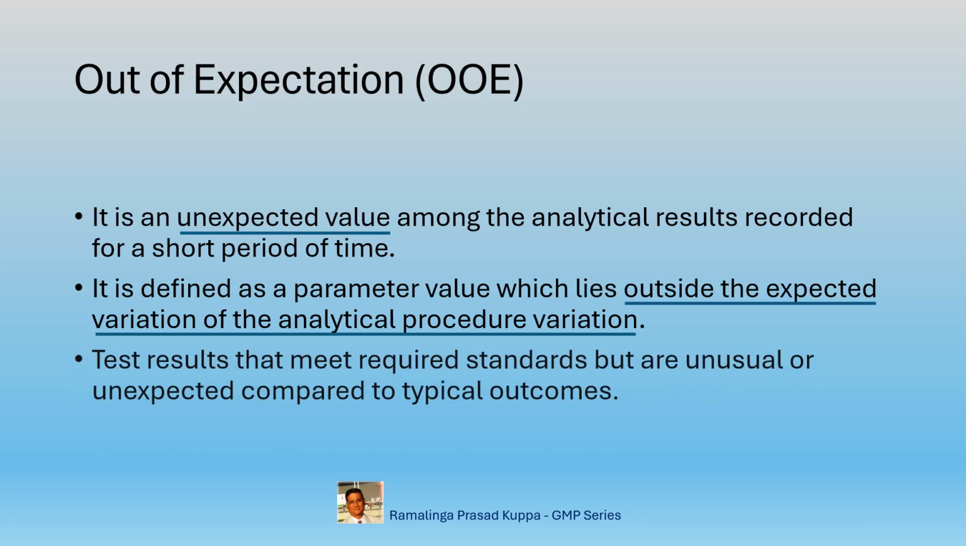Test results that meet required standards but are unusual or unexpected compared to typical outcomes. The OOE values may meet the specification limits, but they fall beyond the established variance of the analytical method validation.